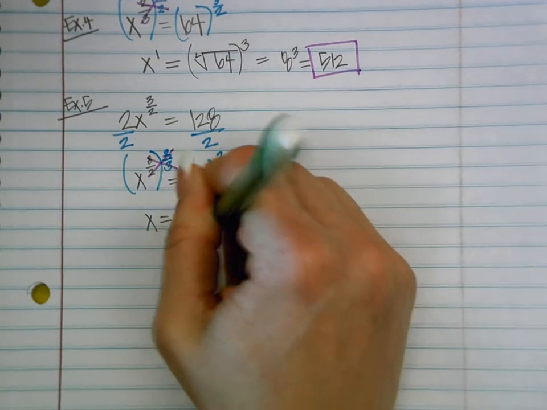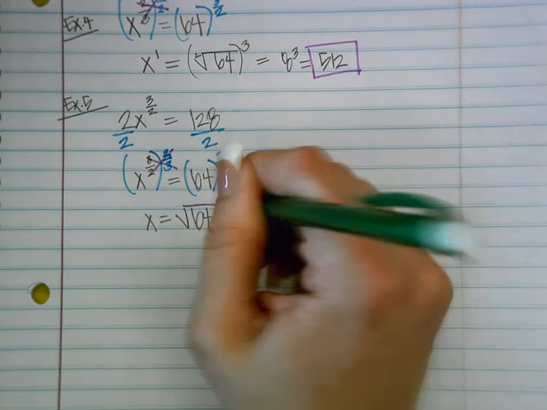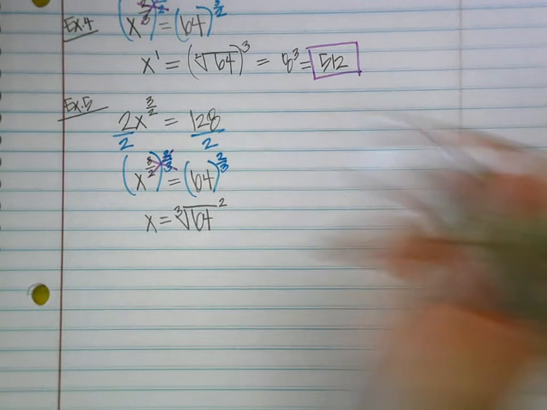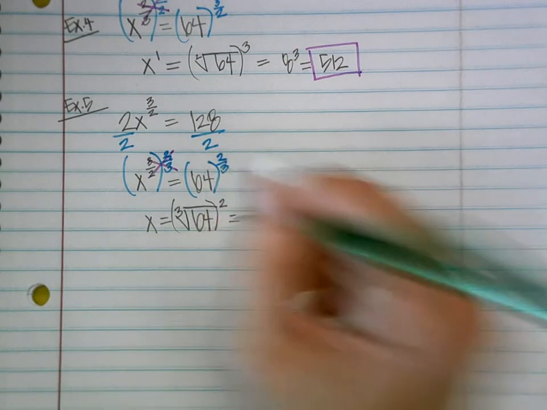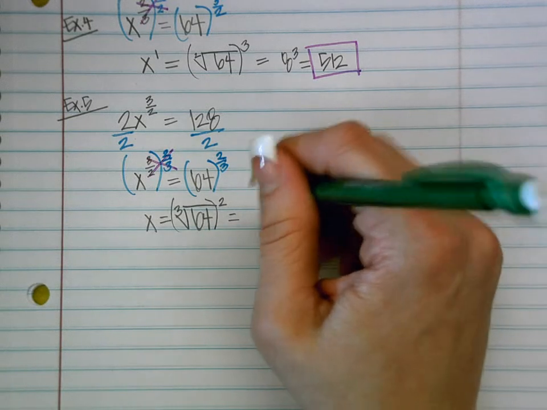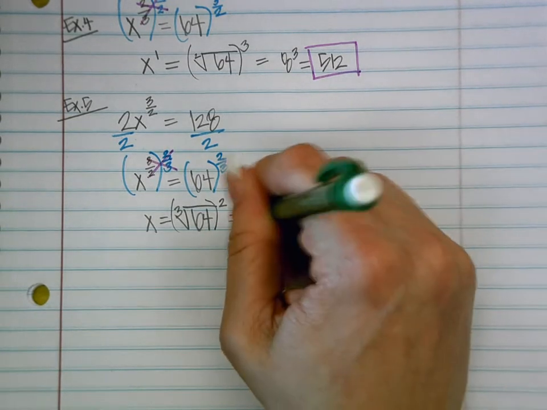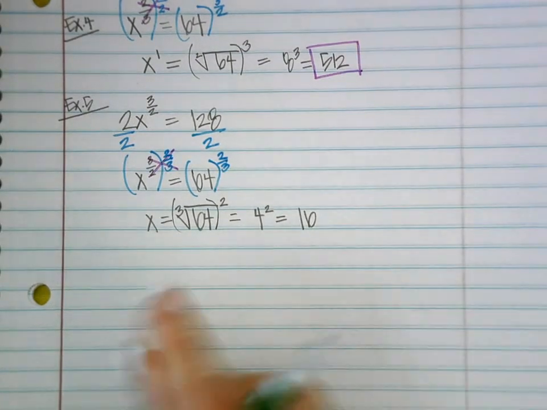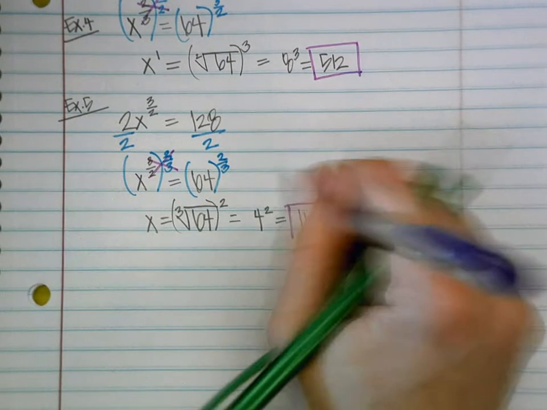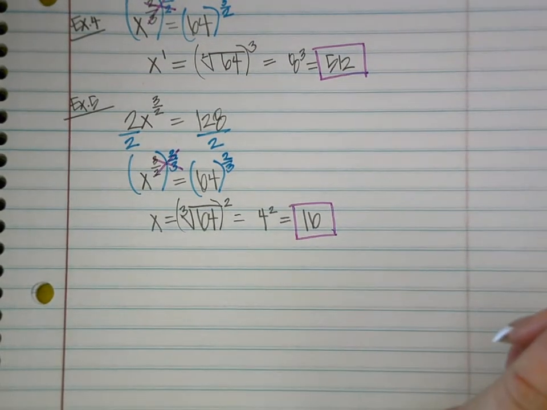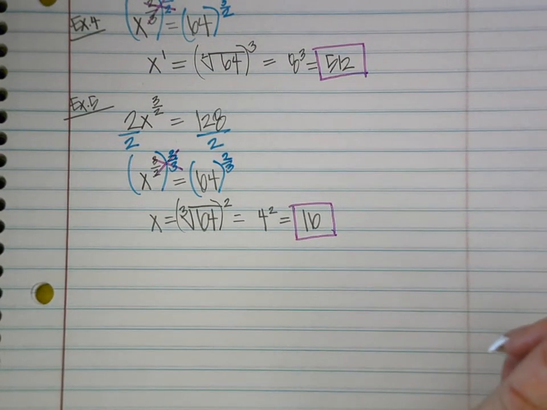Rewrite this in power handle. Power of what? 2, handle of 3. You always want to do what's inside first. It's just generally easier. What's the cube root of 64? Cube root of 64 is 4, and 4 squared is 16. That's your answer that we're looking for. Questions? Not too bad? Okay, let's try a couple more.